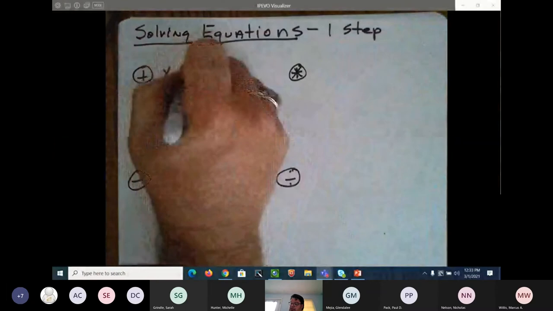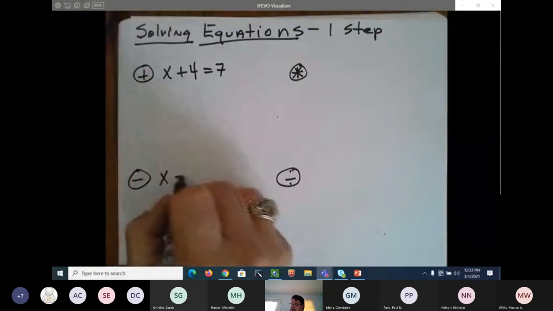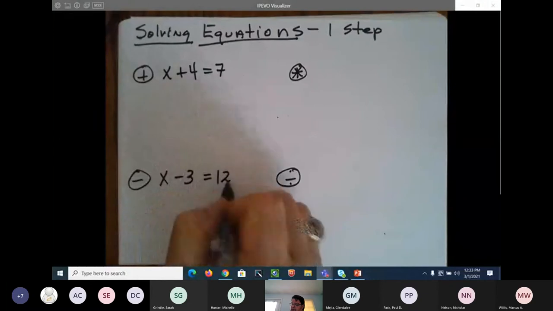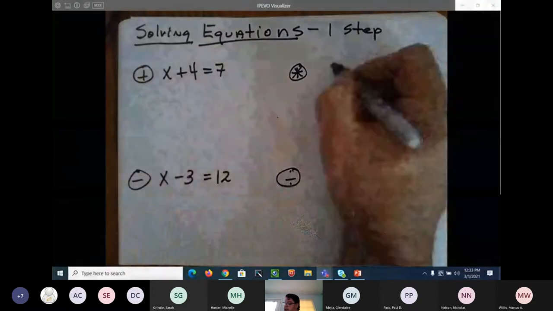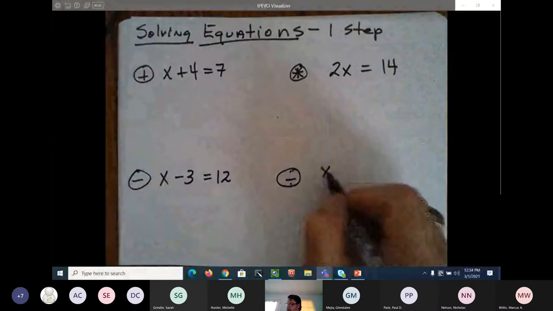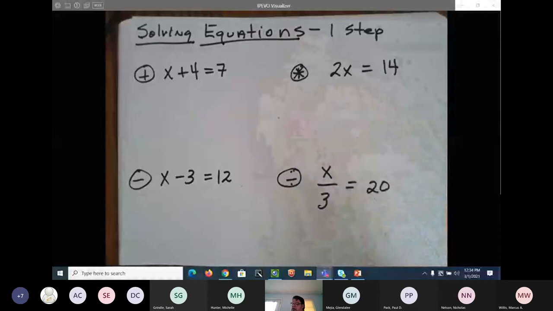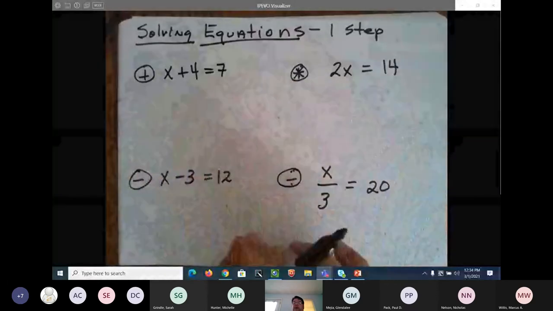X plus 4 is equal to 7. X minus 3 is equal to 12. 2X is equal to 14. And X divided by 3 is equal to 20. These are all one-step equations.